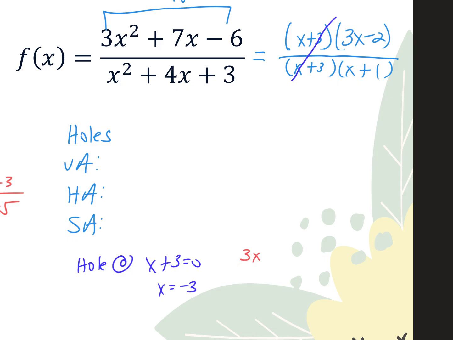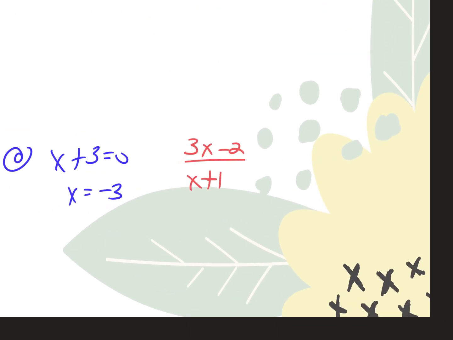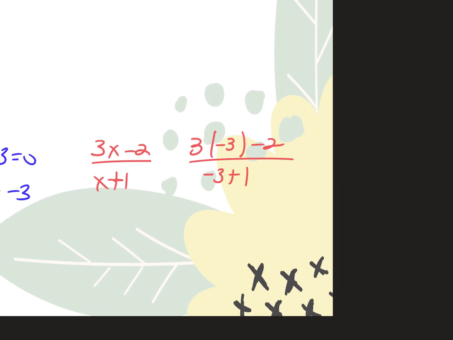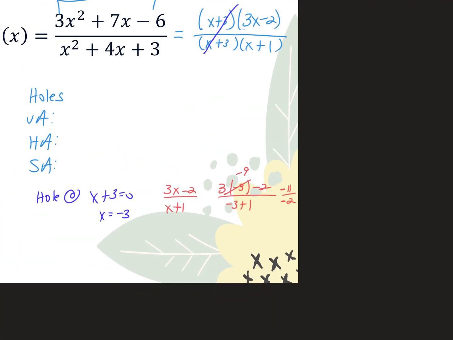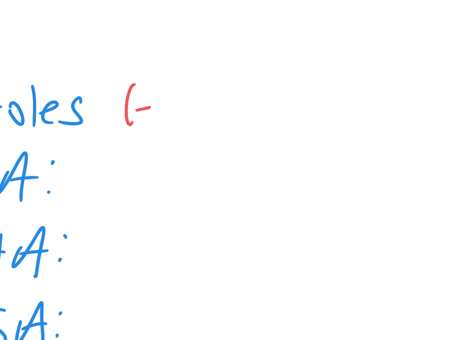So I have 3x minus 2 over x plus 1. That's what I'm going to focus on now. So when I plug in negative 3 here, 3 times negative 3 minus 2 over negative 3 plus 1. What's 3 times negative 3? Negative 9 minus 2 is negative 11. What's negative 3 plus 1? Negative 2. So what's the y part of my hole? 11 over 2. So you have a hole at negative 3 comma 11 over 2.